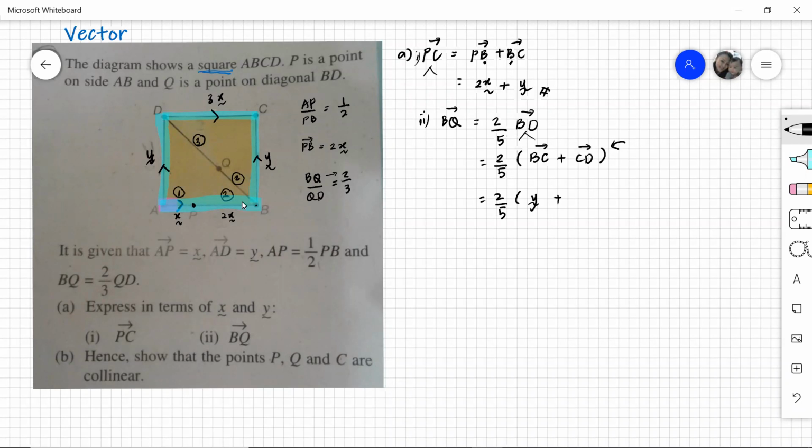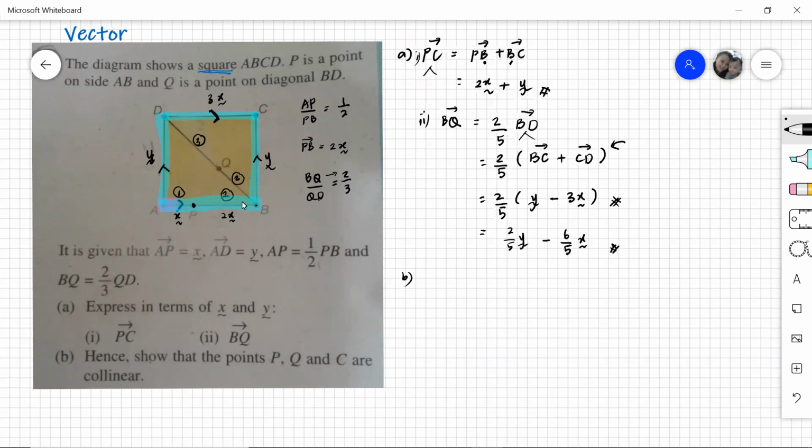Now D to C, you see the arrow here? Now we are going against the arrow, so we must remember to add a negative, which gives us negative 3x. That shows the direction. So you can just leave this as your answer, or you can multiply the 2 over 5 in. So we will have 2 over 5 y minus 6 over 5 x. Both are acceptable.